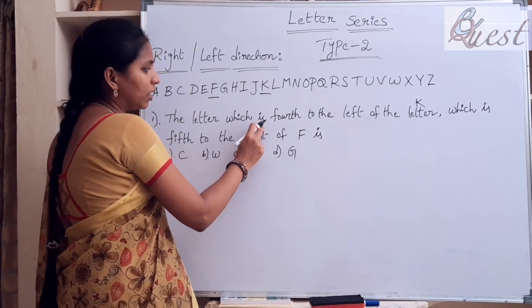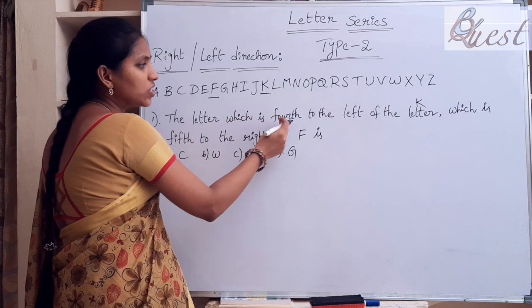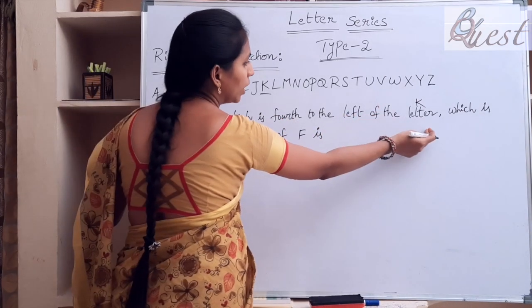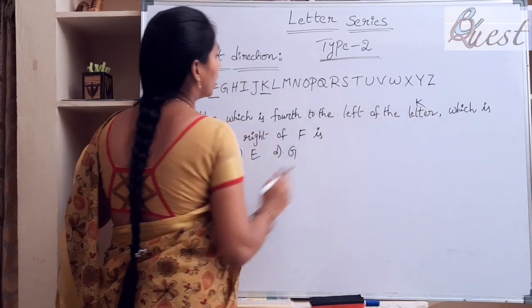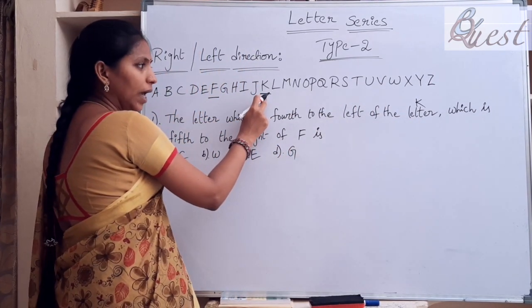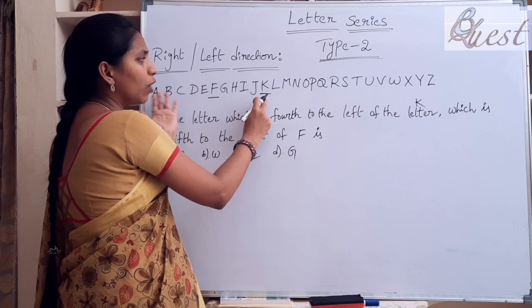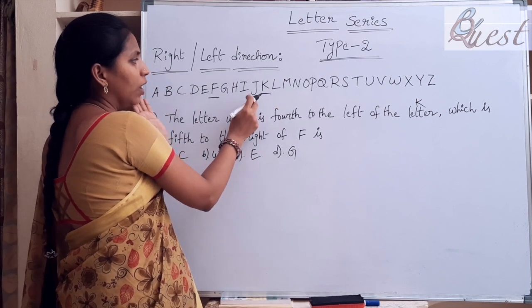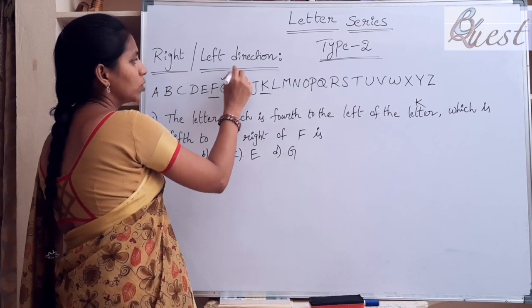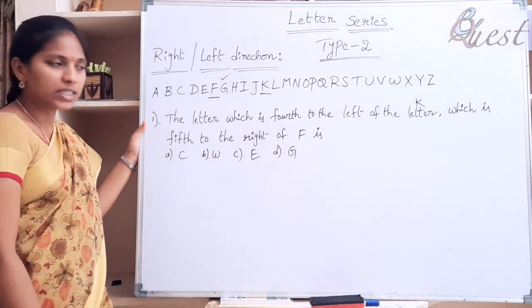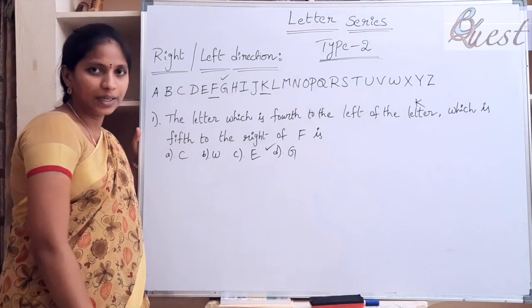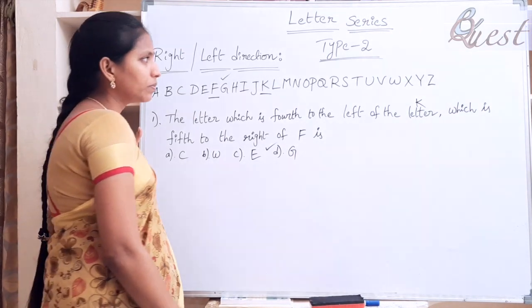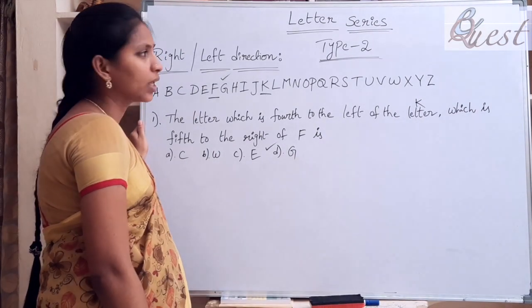Now come to the first part of the question. The letter which is fourth to the left of the letter. What is that letter? K. Fourth to the left of K. Take K and fourth to the left of K. Left means left hand side. 1, 2, 3, 4. So the answer for this question is G, option D. Okay, this is the first method.